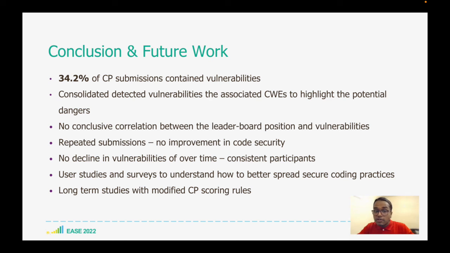User studies and surveys can be conducted with regular CP practitioners to understand how to better impart secure coding practices. We suggest long-term experiments with modified CP scoring rules that include penalizing insecure coding practices. The proposed system could encourage even novice programmers who use CP to practice their skills to inculcate secure coding practices right from the beginning.